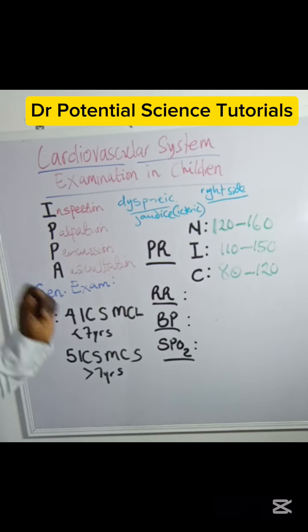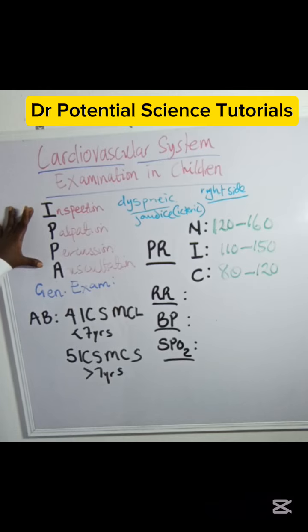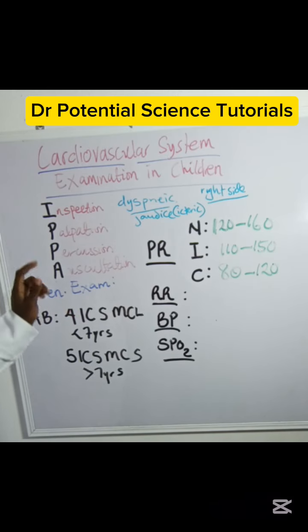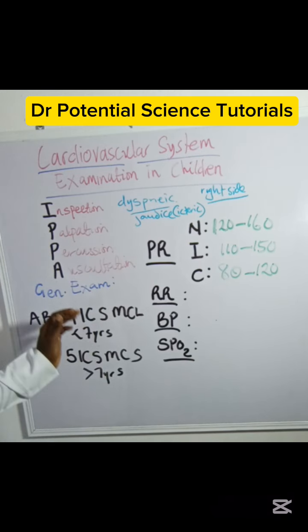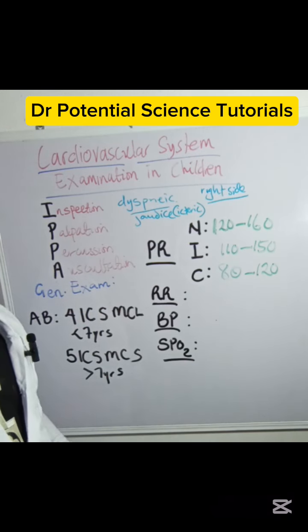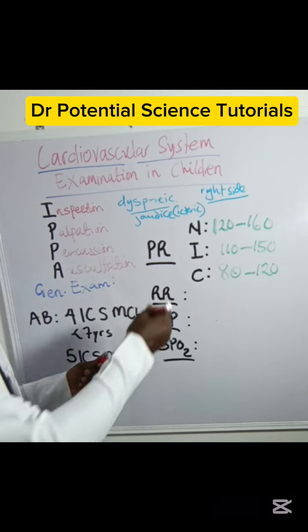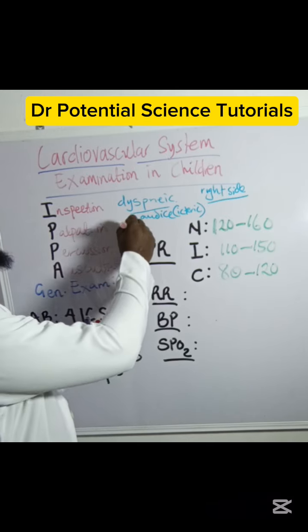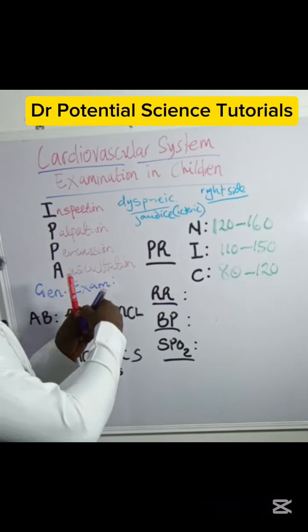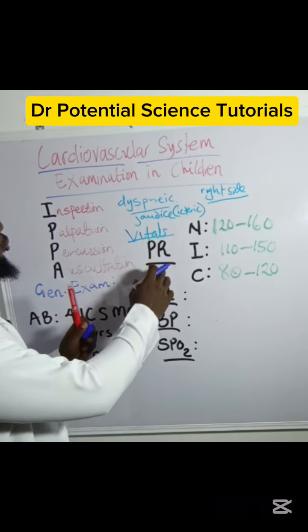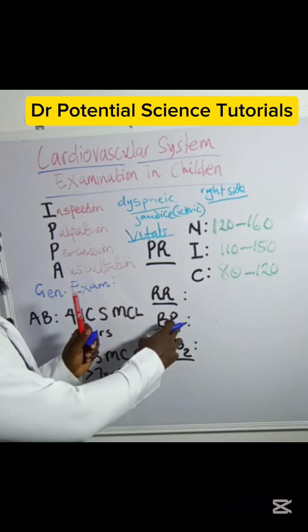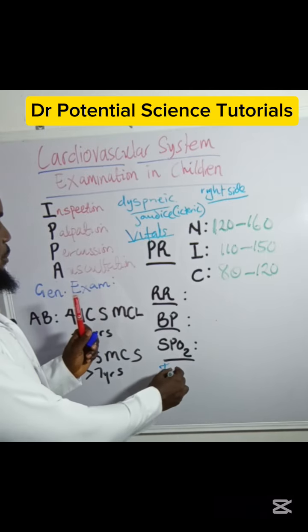But please just know, for the purpose of this examination, the first standard criteria that we look at during examination is what? IPPA. Now, another important thing that we check in children is what we call the vital signs. We check the vital signs. So the vital signs that we usually check start with pulse rate, respiratory rate, blood pressure and SpO2, and also temperature.